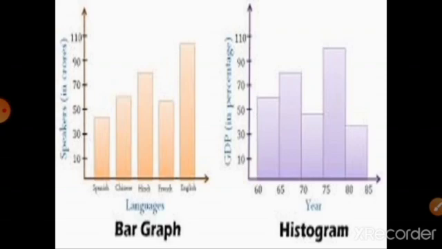Next we can see the differences between the bar diagram and the histogram. We already know that the bar diagram is one-dimensional, whereas the histogram is two-dimensional. In this picture you can see that in the histogram there is no space between the two rectangles, but in the bar diagram some space is left between the two bars. We can have a bar diagram for both discrete and continuous series, but a histogram is drawn only for the continuous series and not for the discrete series.